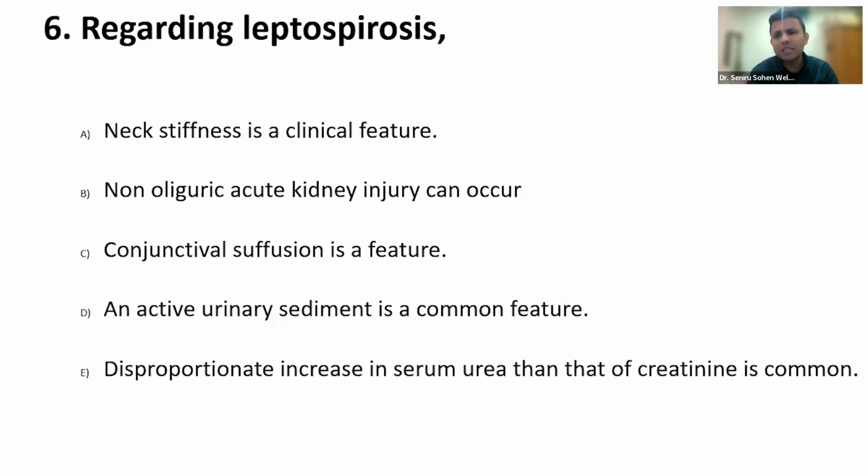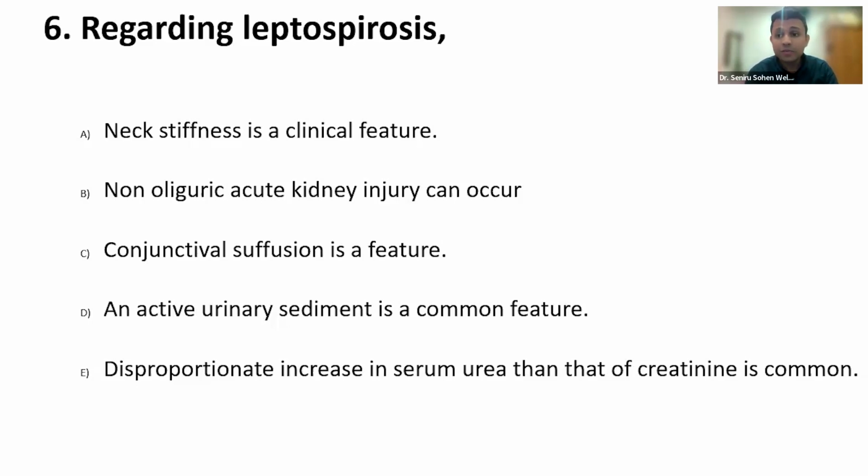Patients with Weil's disease will also have significant liver involvement with transaminitis and sometimes even going into fulminant hepatic failure. So the first question is about neck stiffness as a clinical feature. Yes, with the immune manifestations, aseptic meningitis can occur in patients with leptospirosis.